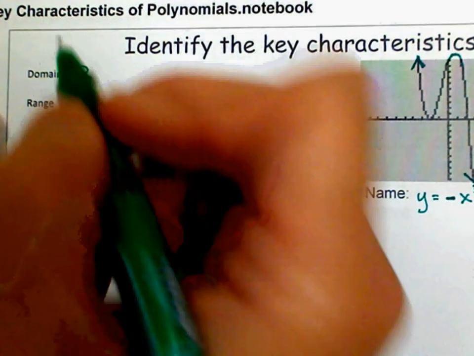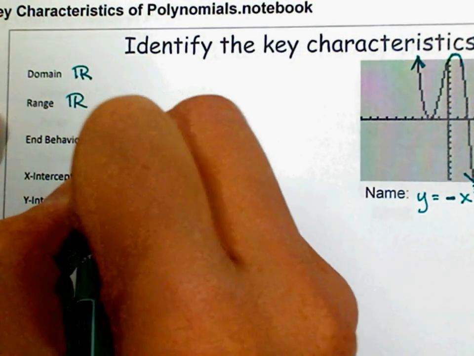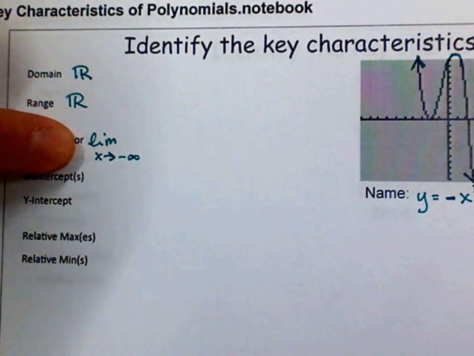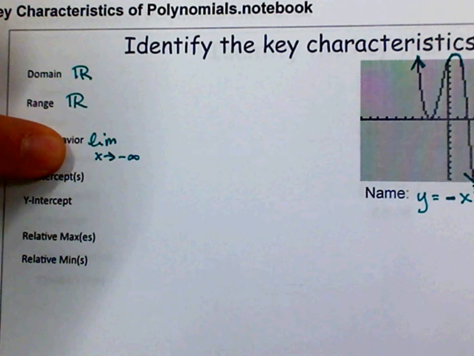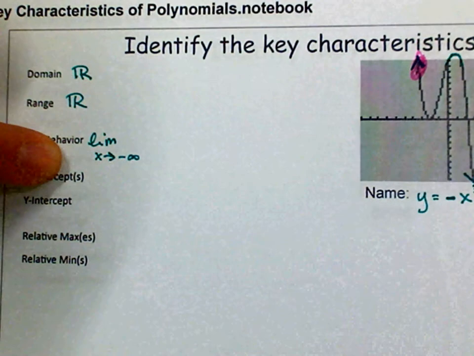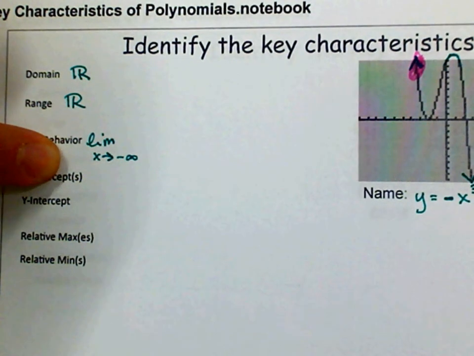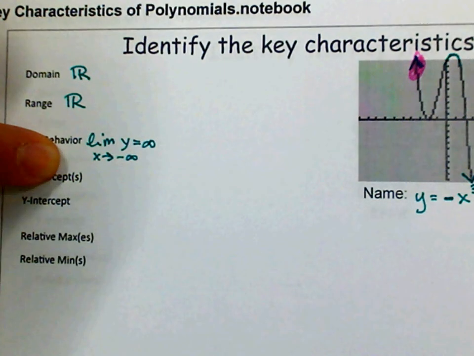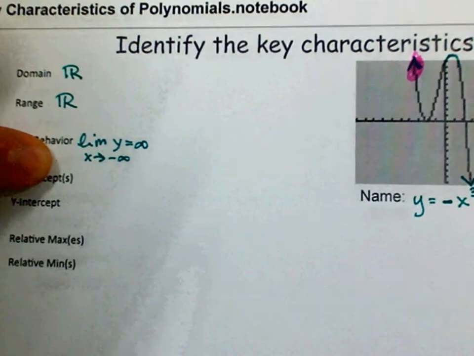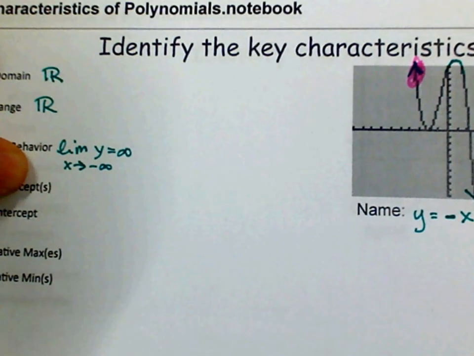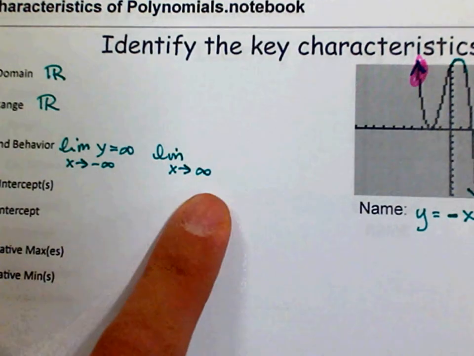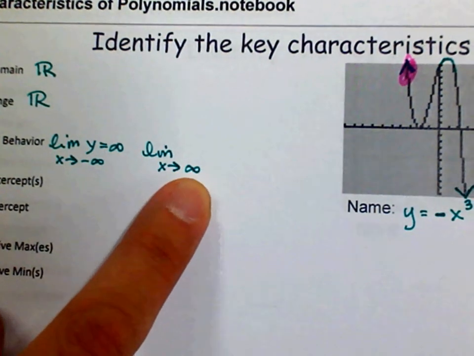What's your domain? All real numbers. What's your range? All real numbers. In behavior, limit x to the negative infinity. Is that the left side or the right side? Left. All right, so I'm looking at this one right here. Am I falling left or am I rising left? Rising. So y is going towards positive infinity, right? Because I'm rising. Okay.